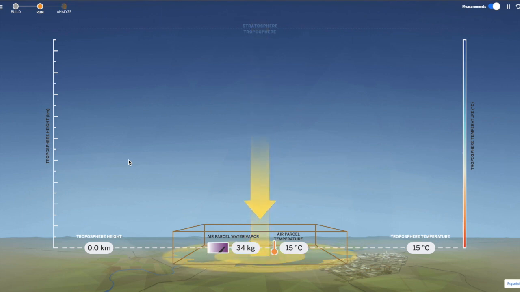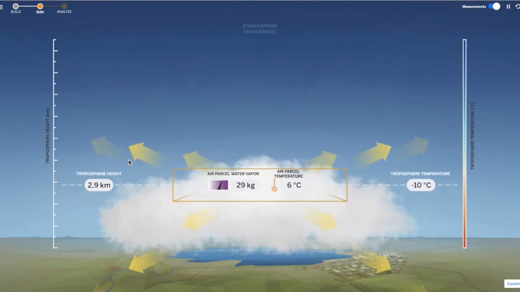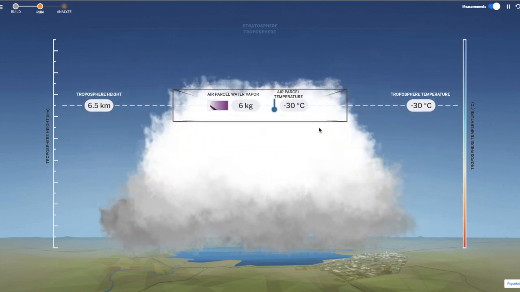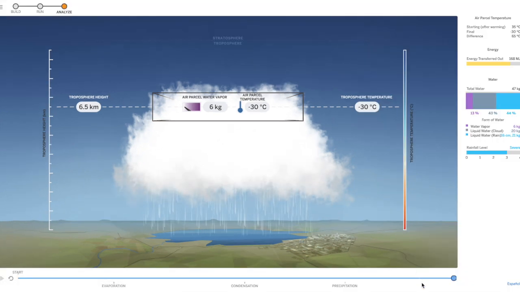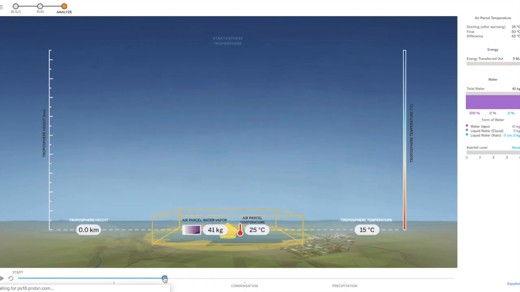We see that the sun is hitting the lake more and raising the temperature to a higher degree, to 35 degrees Celsius. And it continues to rise until it gets to negative 30 in both the air particle and the temperature. Now I'm going to go back to the analyze tab because I want to show you some key parts here that will make this a little bit easier to understand.